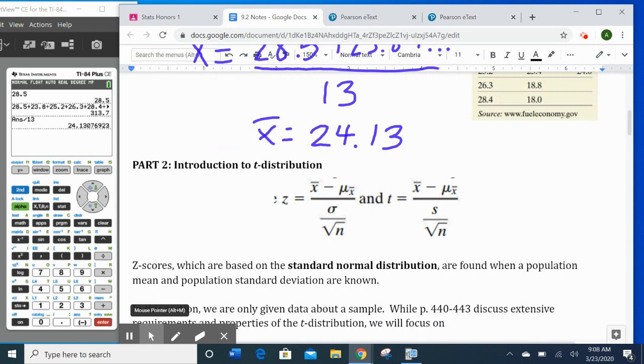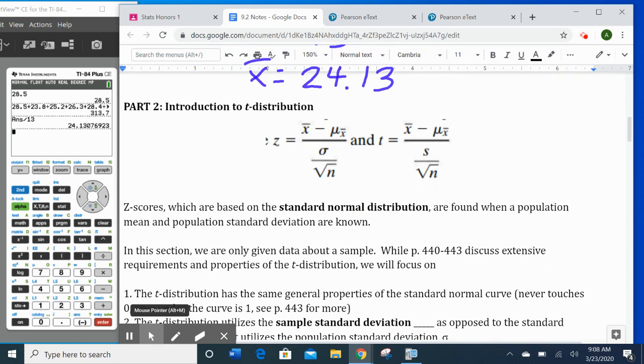Finding the confidence interval requires a little bit of background information. So we're going to introduce this concept of a t-distribution as opposed to the z-scores, which use the standard normal distribution. We are going to be using the t-distribution because with a z-score, you have to know the population mean and you have to know the population standard deviation. And even if we can approximate the population mean, I don't know anything about the standard deviation. So in this section, we're only given data about a sample.